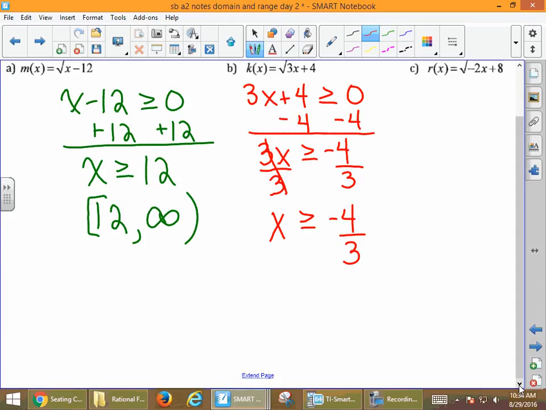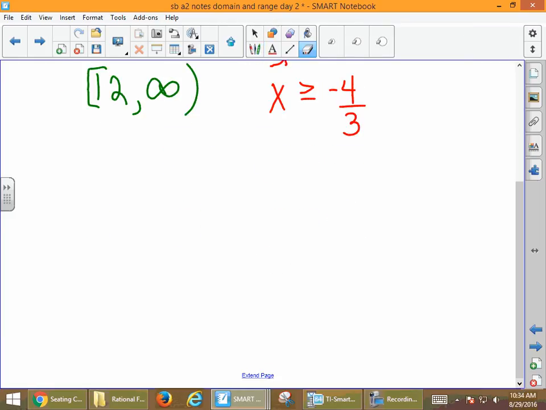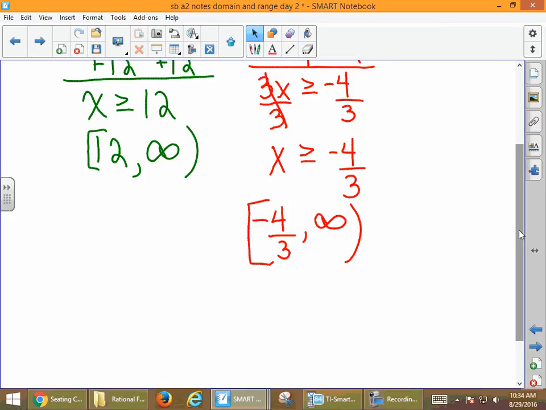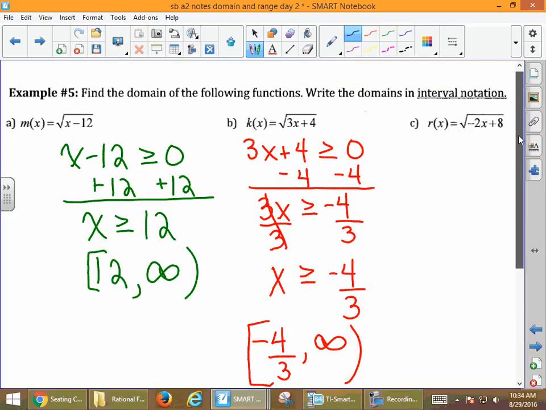But what we also want to write is this in interval notation. And once again, we're going to start at negative 4/3, but we're going to continue on forever after that, which we indicate with an infinity. And to finish, negative 2x plus 8 needs to be greater than or equal to 0. The value underneath the square root needs to be positive or 0. To solve this, let's subtract 8 from both sides.